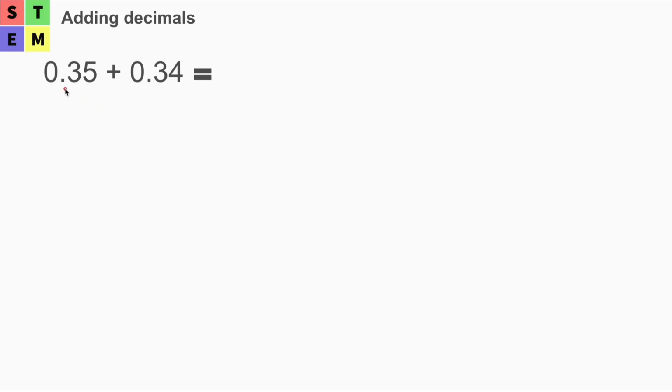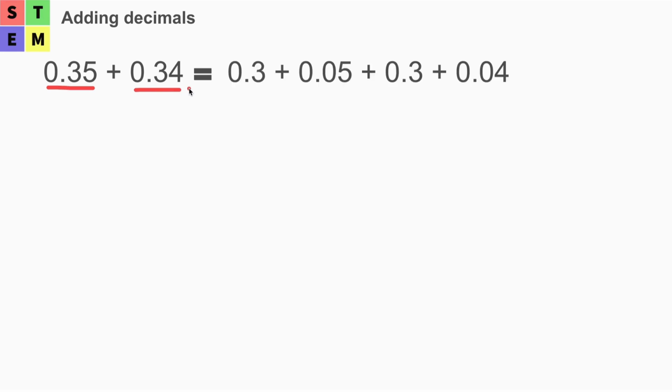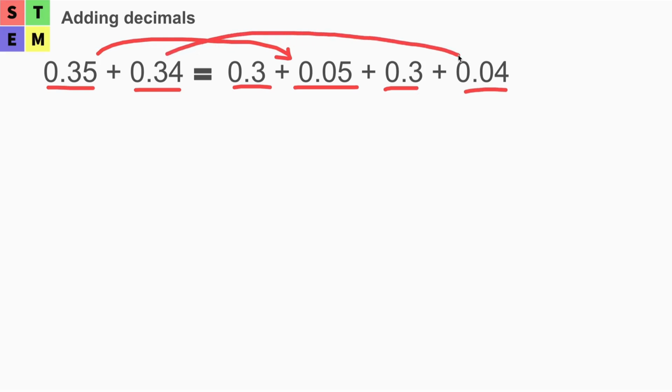All right, so we got 0.35 plus 0.34. Okay, so how can we do that? Let's separate them. So 0.3 plus 0.05. So basically we are separating into tenths and hundredths place, right? In 0.34 the same. So 0.3 and 0.04. So hundredths and the tenths place, right? So we got those two.